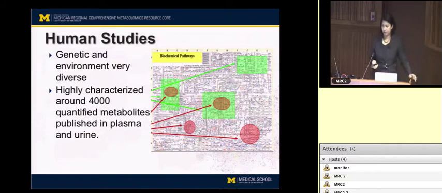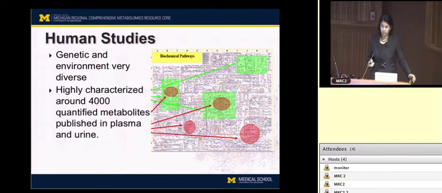Humans come from various genetic backgrounds and live in various environmental situations. Therefore, the individual variability in humans is quite high. Because of this, you need large sample sizes to characterize these and tone down this biological variability.